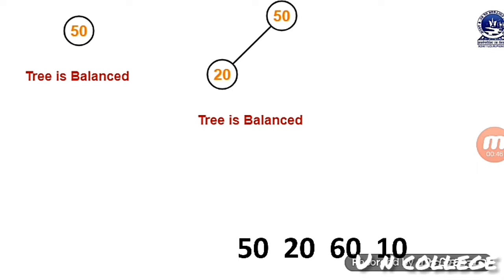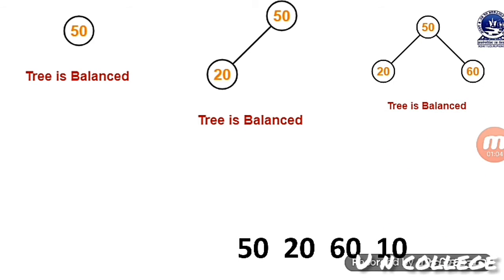Then we will insert 20. As 20 has a lesser value than 50, we insert it at the left side as per the BST property, and here also the tree is balanced. How? The balancing factor of 20 is 0 and the balancing factor of 50 is 1. Then at the next step we insert 60 at the right side as per the BST property, and here also the tree is balanced. How? The balancing factors of 20 and 60 are 0, and the balancing factor of 50 is also 0 because it has the left subtree and right subtree at the same level.